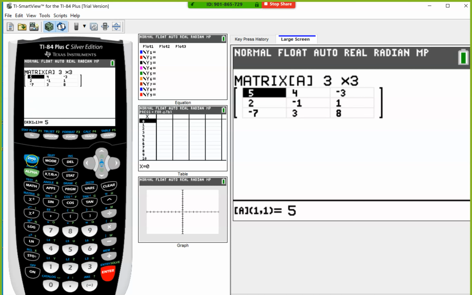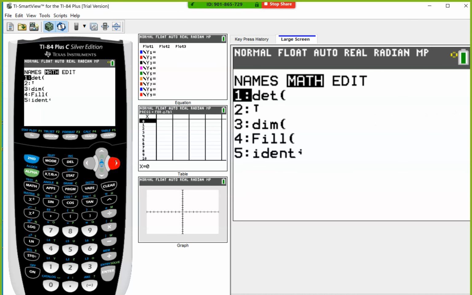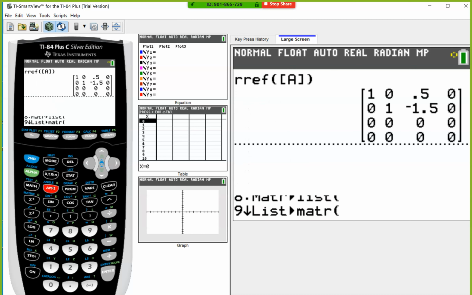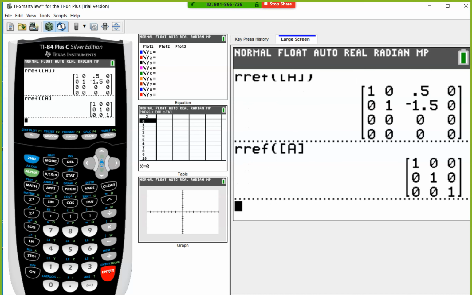So we'll go over to matrix and then reduced row echelon form of A. And we see the identity matrix, which again means we have a pivot in every column and we have a pivot in every row. So we see here that we really do have a basis for R3. Is that part okay with everybody? Okay.